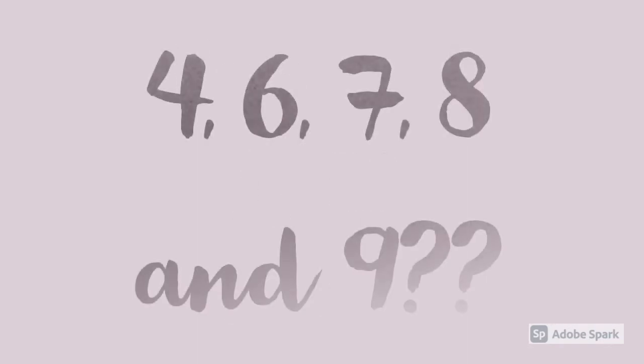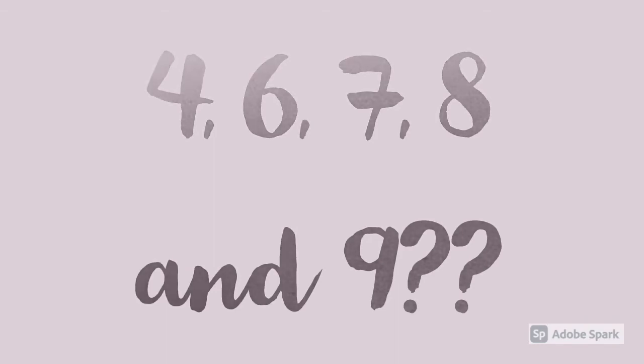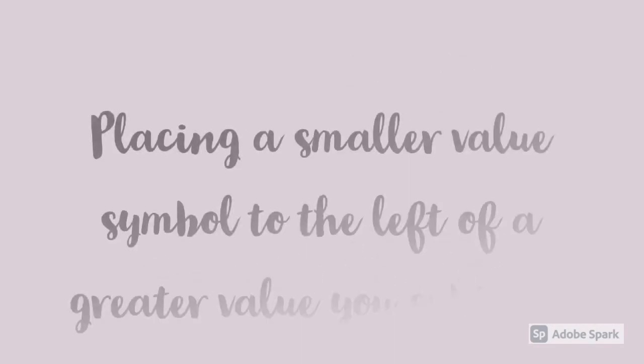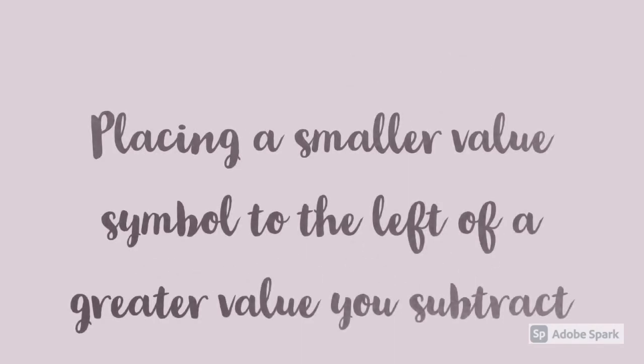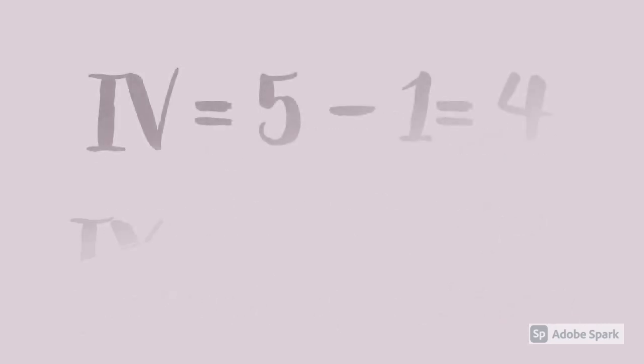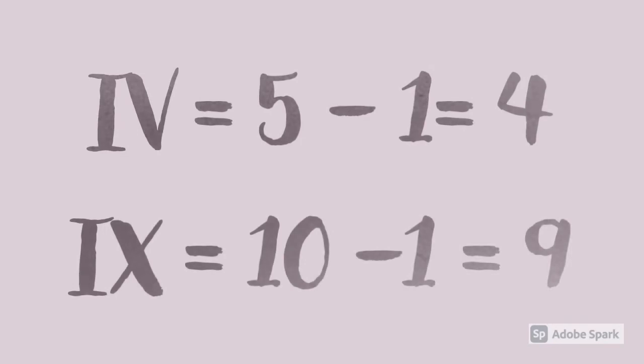We have seen the representation of 1, 2, 3. And we have also seen that V represents 5. But what about 4? Similarly, we do not know how to represent 6, 7, 8, 9 and numbers like this. So to represent other numbers, we need to learn some rules. The first rule is that when you place a smaller value symbol to the left of a greater value symbol, then you will subtract. Using the rule, we can represent 4 as IV.